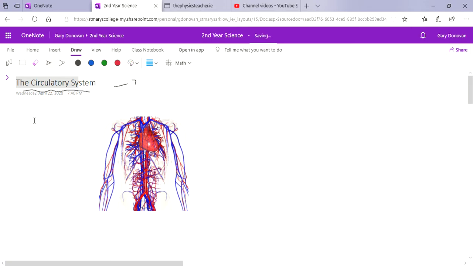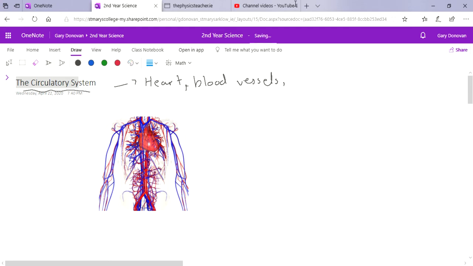Well, it's made up of different parts, and one of those parts is the heart. And the heart's function, as you know, is to pump blood all around the body. The second part that makes up the circulatory system, or parts, are the blood vessels. And the blood vessels carry blood. And there's three different types. There's veins, arteries, and capillaries.